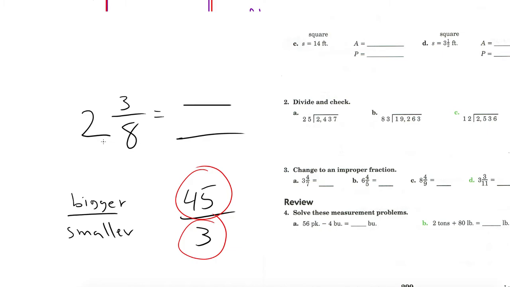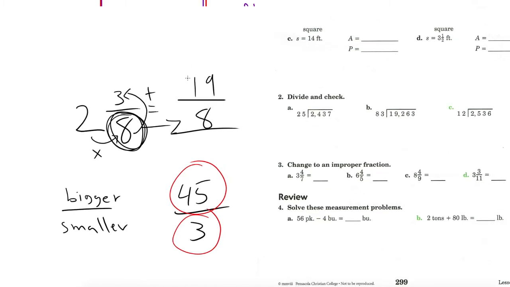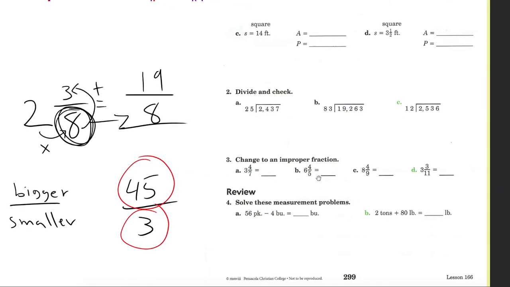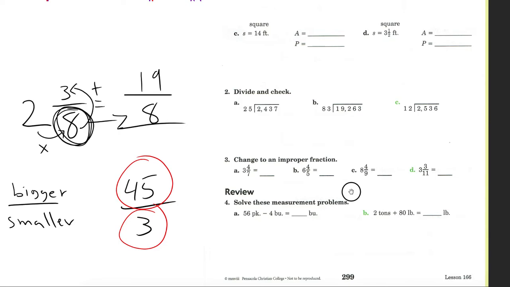So 2 times 8, that's the first step, and then add the numerator, 3. So the whole number times the denominator, then add the numerator. So 2 times 8 equals 16, plus 3 equals 19, and my denominator is whatever my denominator is in this fraction, so bring that over. So 19/8. Okay, so that's how I would change 2 3/8 into an improper fraction. Do the same for A, B, C, and D on number 3.